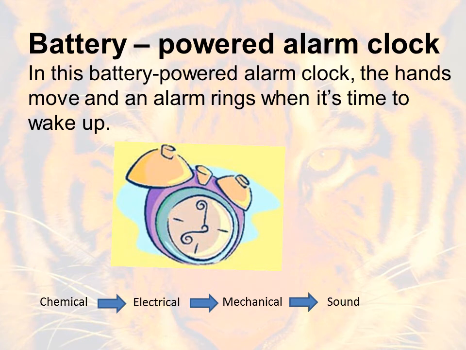If we think about this example, the energy began with chemicals in the battery. The battery turned it into electricity, so it's electrical energy. That moved the hands on the face of the clock as well as the hammer hitting the bells, and that gave us sound energy. That would be a more complex energy transformation.